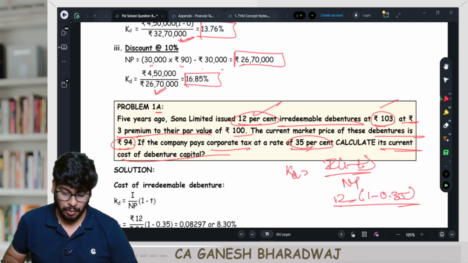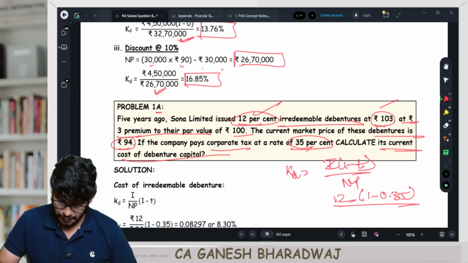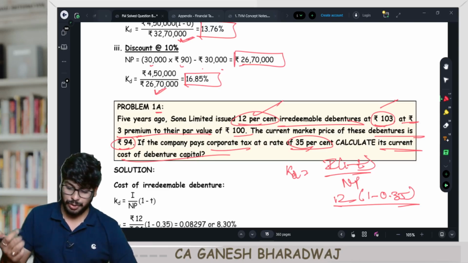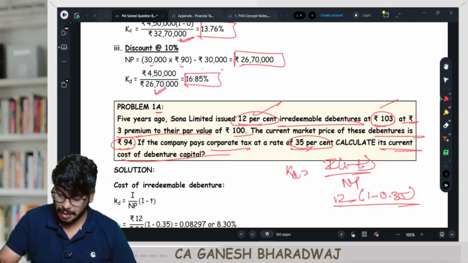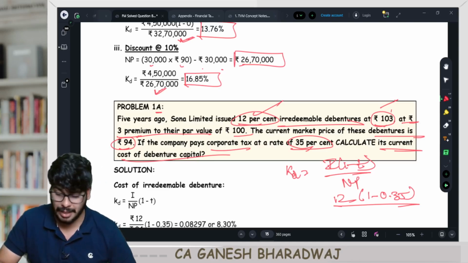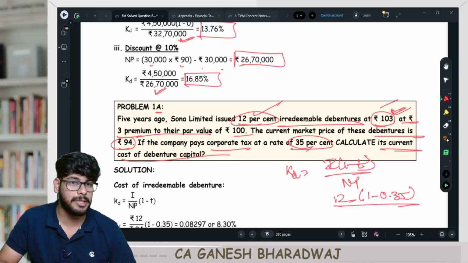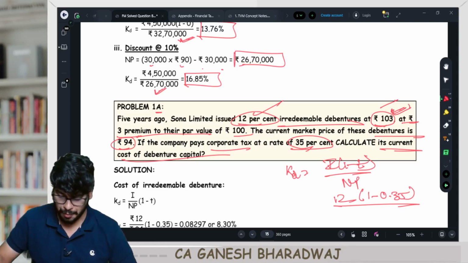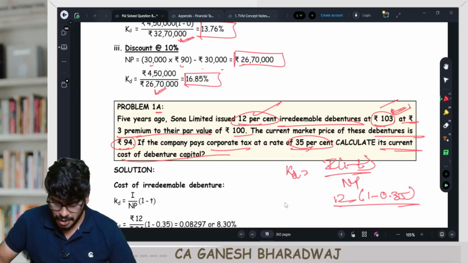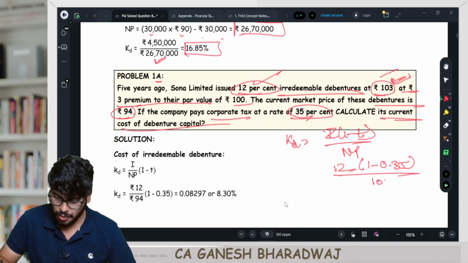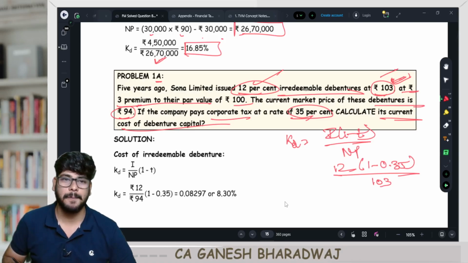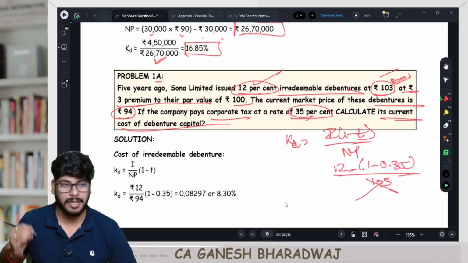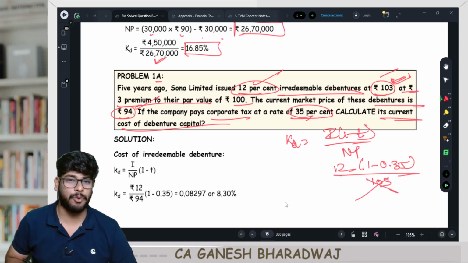Now they have given this figure. The company Sona Limited issued the debentures 5 years ago at how much? 103 rupees, right? This was the actual issue price. So many of you might think that it has to be 103. It is not 103. It is going to be 94. Now, why?